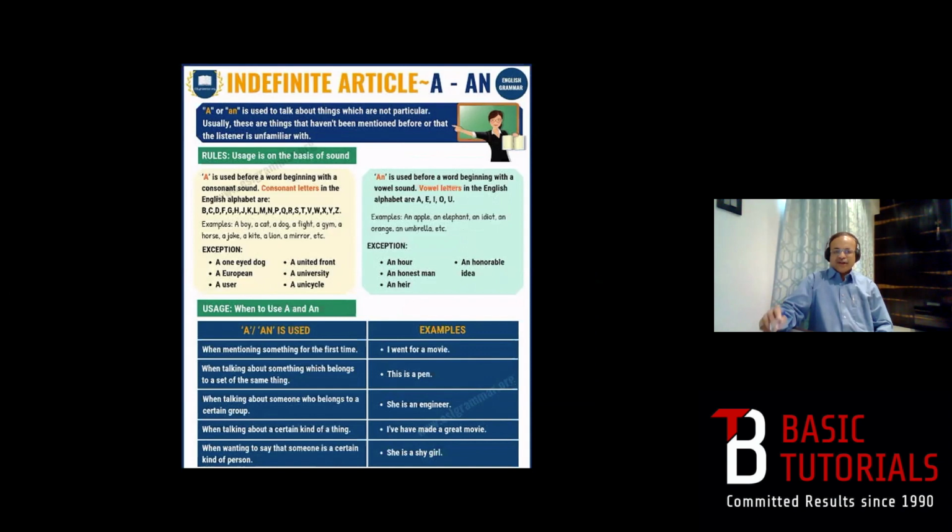You must have definitely realized what we are going to do today. We are going to study the use of articles a or an. Clear? Now let's see a slide. You can see the detailed explanation of the indefinite article a or an. There are two types of articles, definite article and indefinite article.